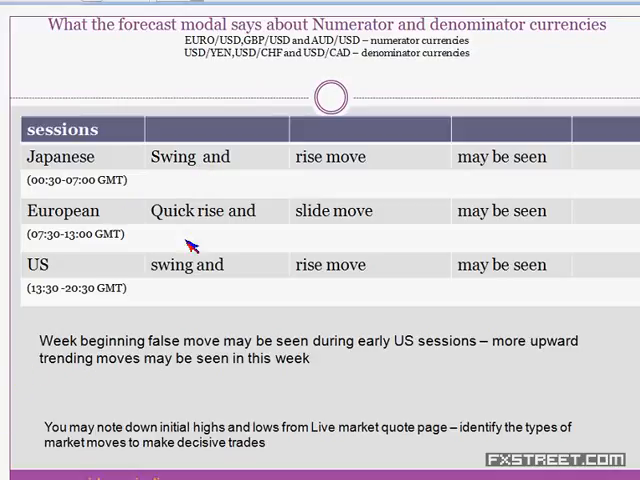So the focused algorithm says that the following are the expected market moves for today. The swing and a quick rise, and the rise have already happened, and they are expected to make a further rise towards the late Japanese session.